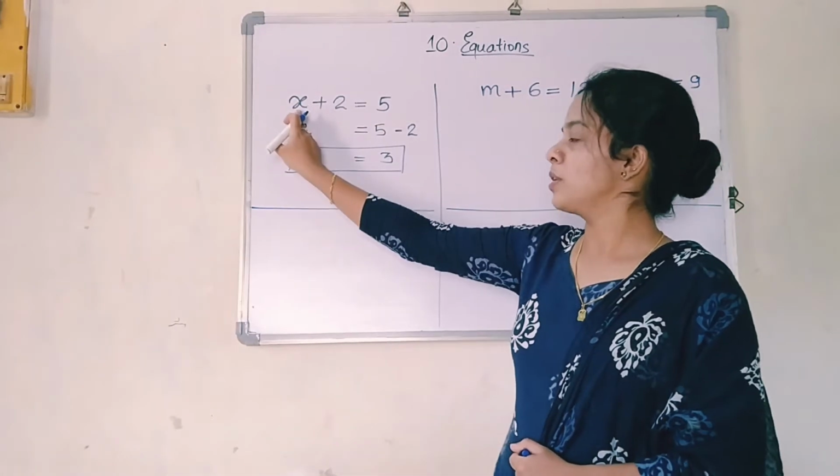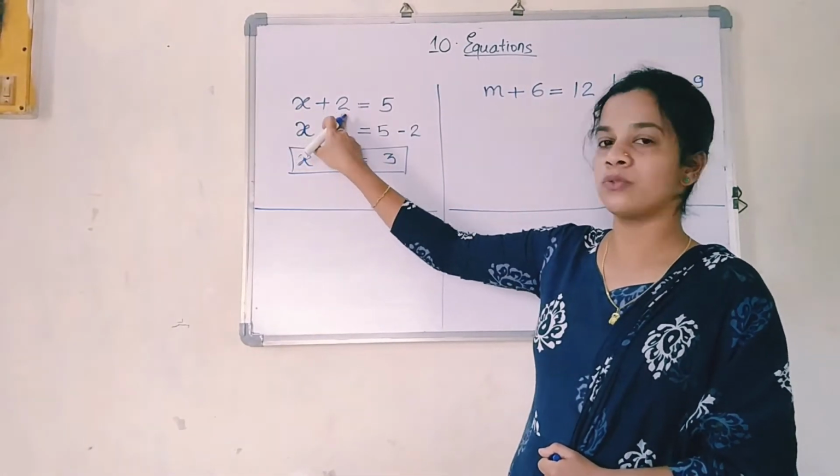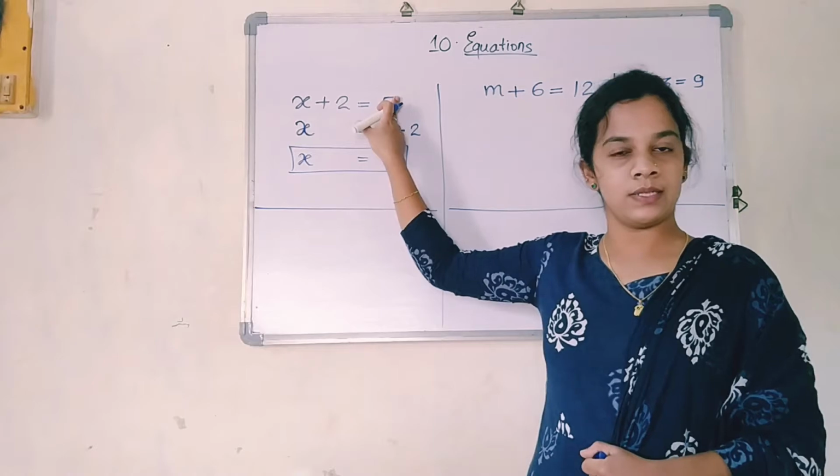If you put 3 over here, you can see 3 plus 2 is equal to 5. So 3 plus 2 is 5 and this is also 5. So our answer is correct.